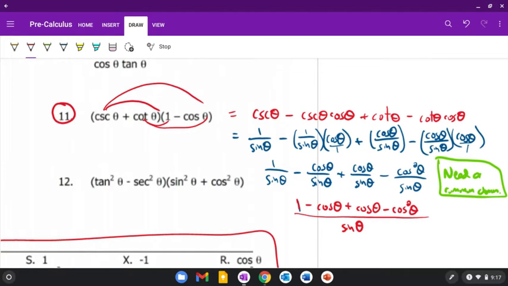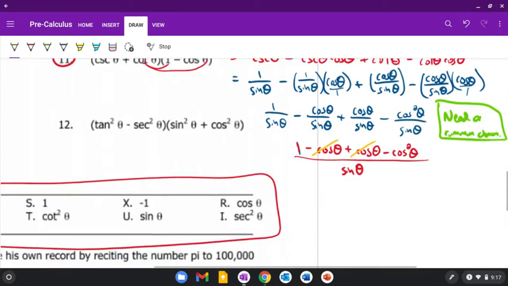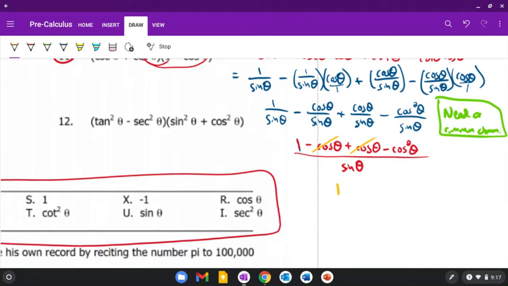Okay, from there, let's see what cancels. Well, we've got a minus cosine and a plus cosine, so those wipe out. Now, I've got just 1 minus cosine squared theta left over sine of theta.